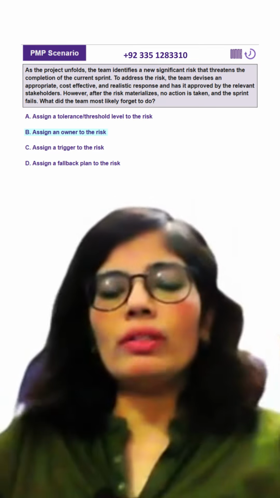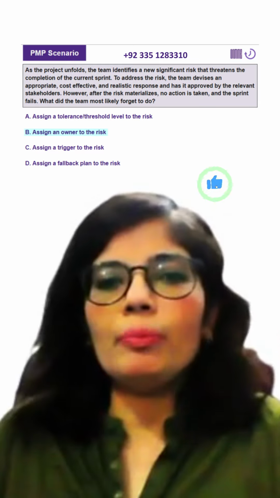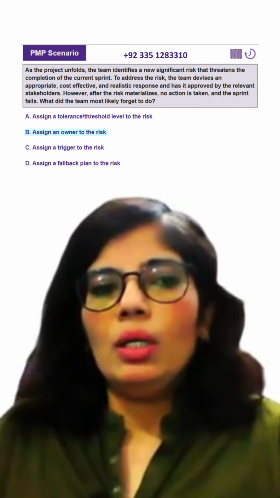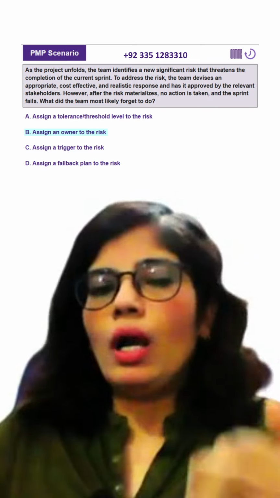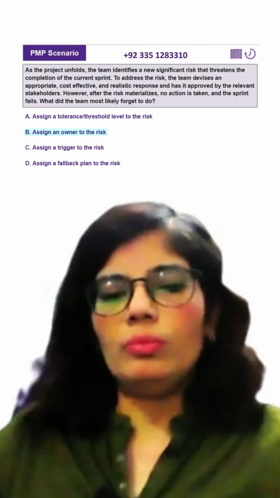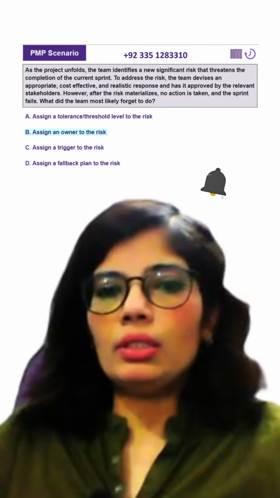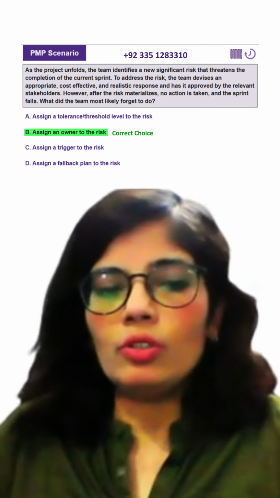So B is a very good choice in this case, because probably we are missing an owner. Even if everything is in place, but the owner is not there, then who is going to take that responsibility, that yes, now I am the person who knows that now is the time to apply the response plan or that action step to the risk. Option B is the right answer to this question.